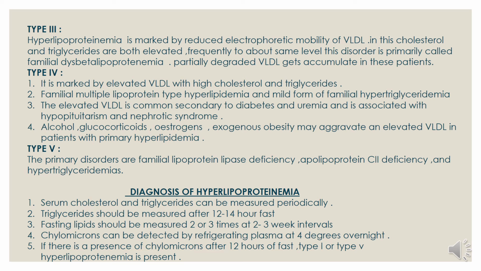Diagnosis of hyperlipoproteinemia: serum cholesterol and triglycerides can be measured periodically. Triglycerides should be measured after a 12 to 14 hour fast. Fasting lipids should be measured 2 or 3 times at 2 to 3 week intervals. Chylomicrons can be detected by refrigerating plasma at 4 degrees overnight, and if there is presence of chylomicrons after 12 hours of fast, type 1 or type 5 hyperlipoproteinemia is present.